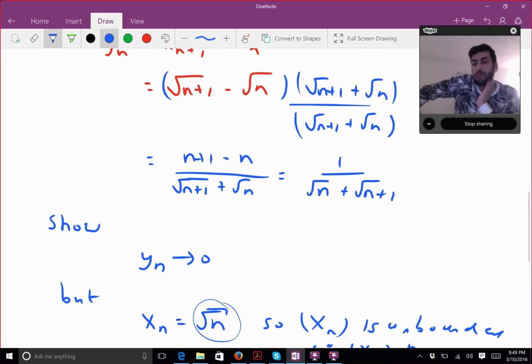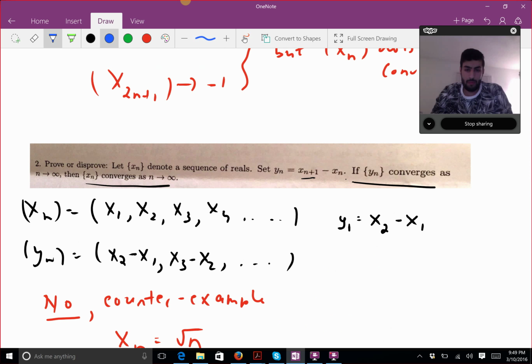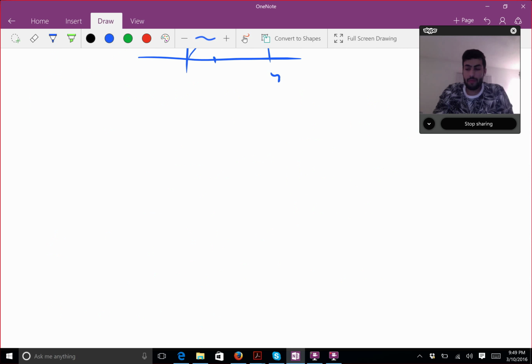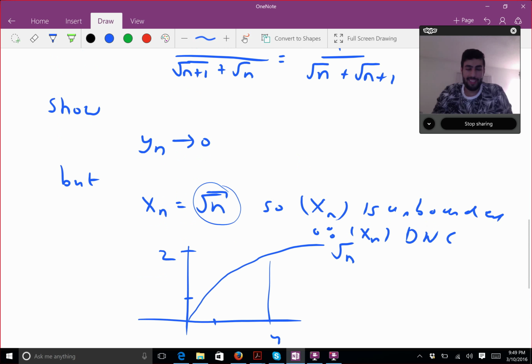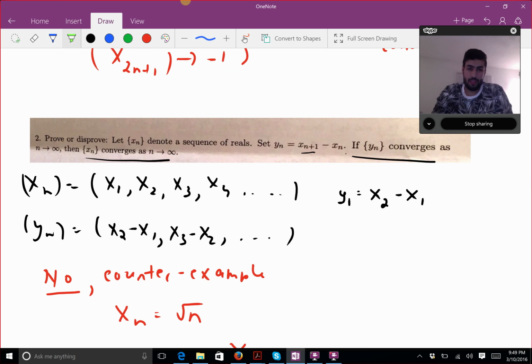So that's the counterexample. I found a sequence where this converges, but this doesn't converge. So that proves it. Notice the answer is not always yes; both of the answers were no there. So you have to really know what you're doing. This is an important problem. This comes up in analysis a lot. This is a really good problem to know.